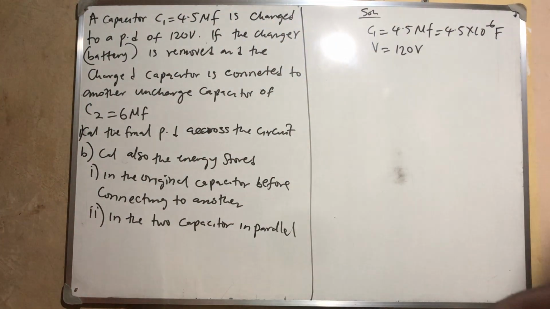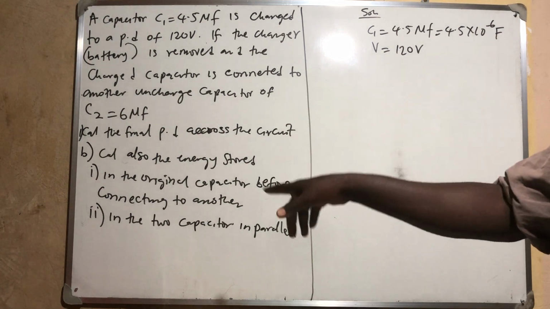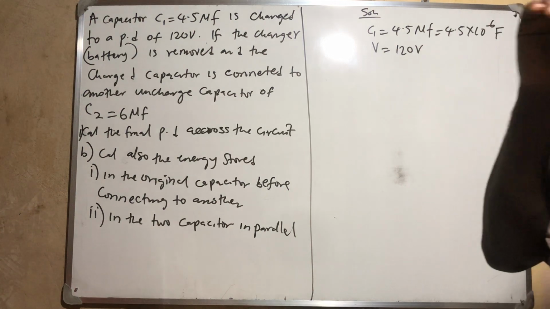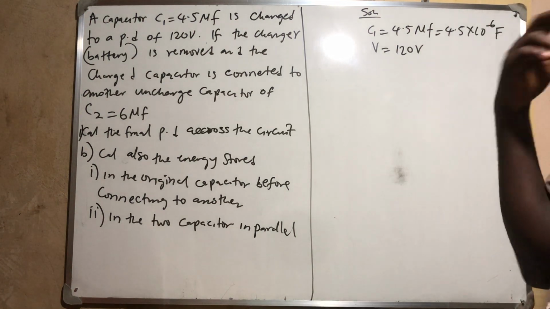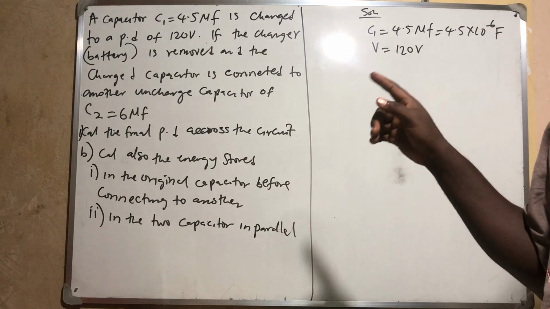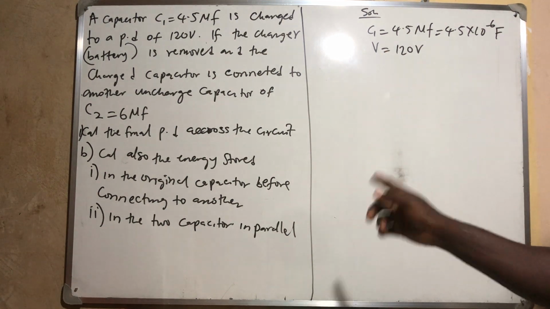And then they say that they are in parallel. That's the first one. Then the second one, they say calculate the energy stored in the original capacitor before connecting to another one, then calculate the energy stored in the two capacitors in parallel.